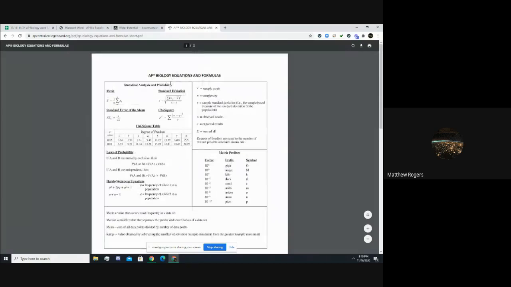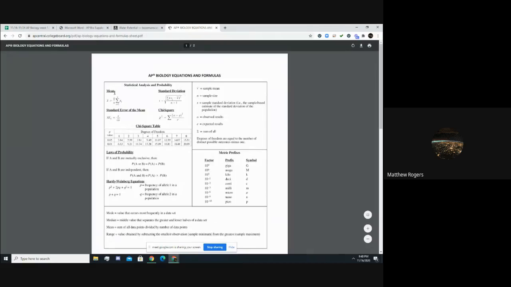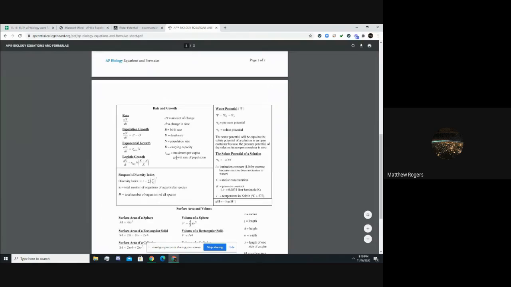So this is what you're going to get before every test for AP Bio. I shouldn't say every test, when you take the actual AP test. And they're going to give you a bunch of equations. We haven't covered any of these really yet. Hardy-Weinberg's evolution, we cover these in April right before the test to make sure they kind of stick in your head. Same with population growth and stuff like that.